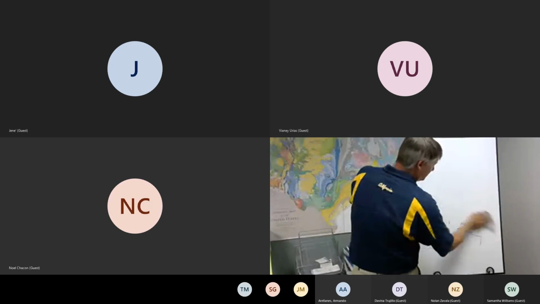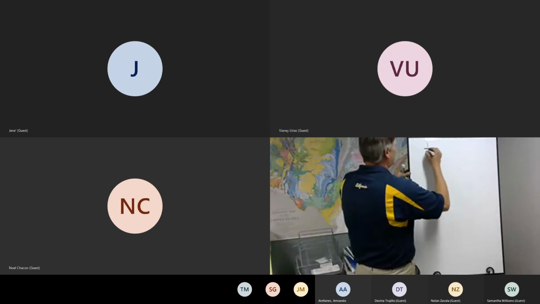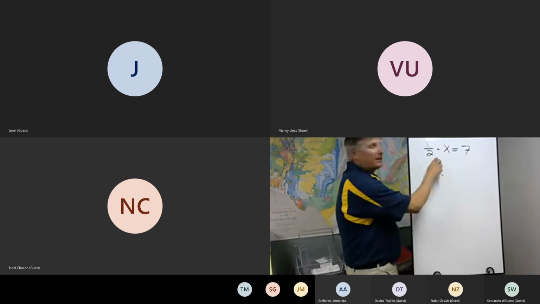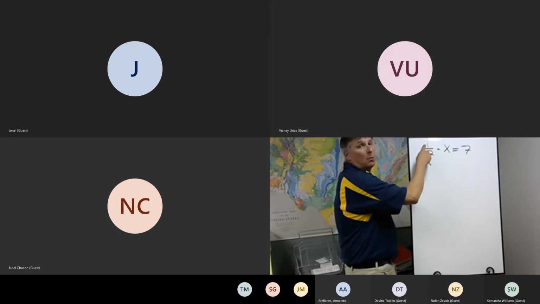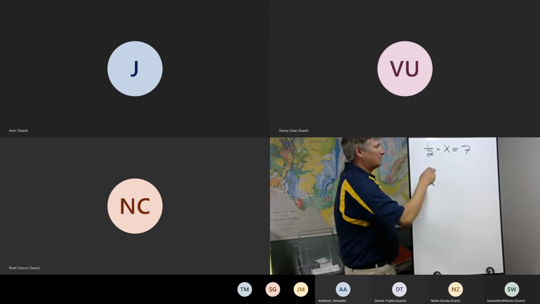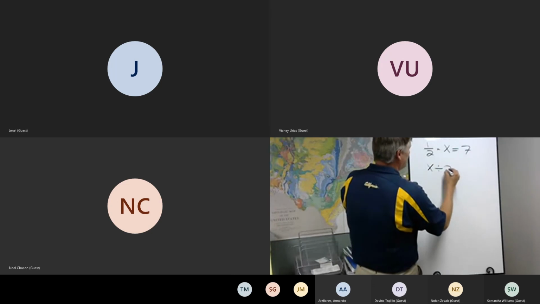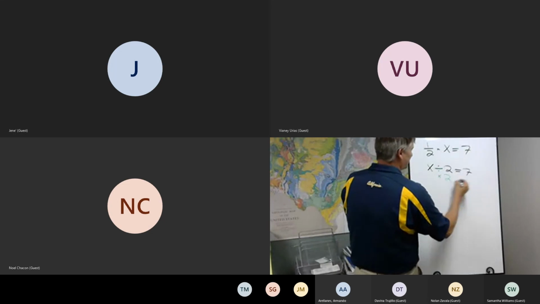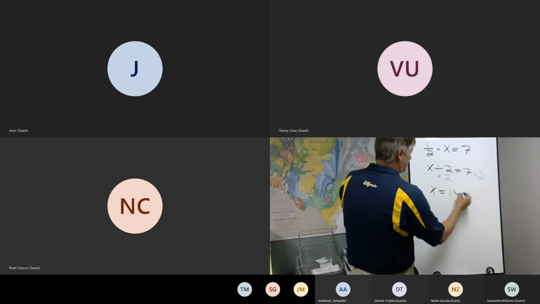Now, the alternative way of doing this one, though, multiplying by a fraction is the same as dividing by this bottom number, assuming that this is a 1. Now, if this is a 3, I would say just divide both sides by 3 halves. But if this is a 1, we can rewrite it as x divided by 2, and then do the opposite of division and multiplication, and then x is equal to 14.